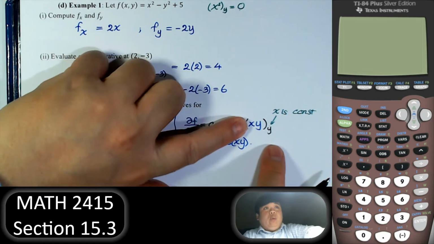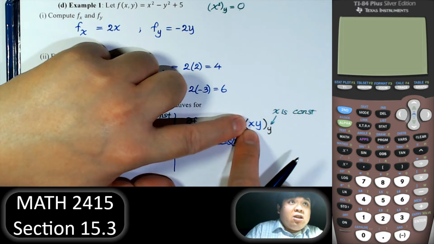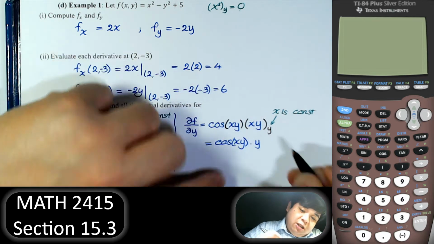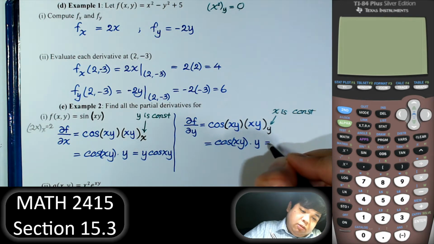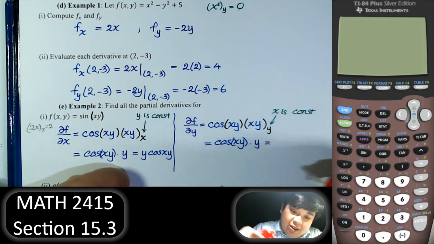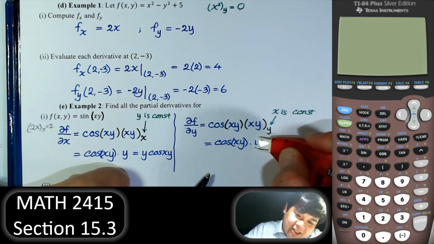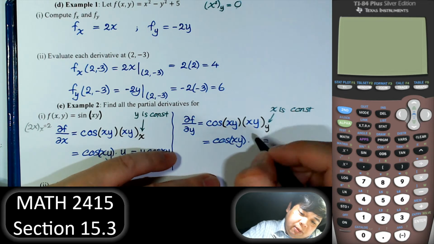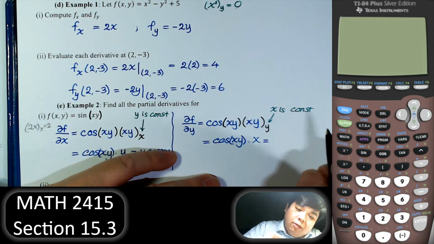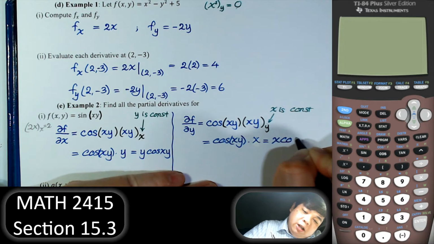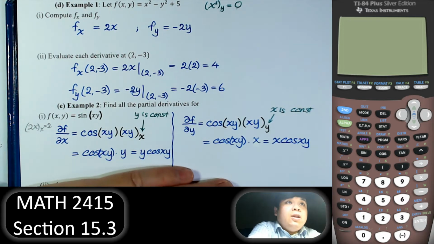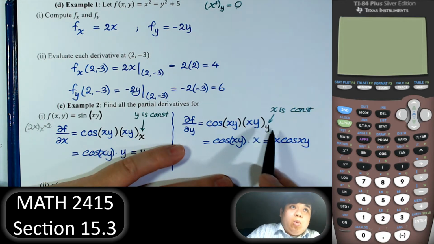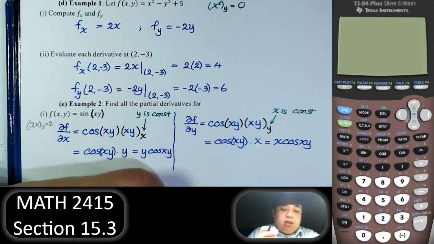And then the derivative of xy with respect to y. Once again, x is a constant. So for a constant times y, the derivative is that constant. That constant is x, sorry. So we just have x cosine of xy, right? Because with respect to y, x is a constant. The derivative of a constant times y with respect to y is just x, just that constant.